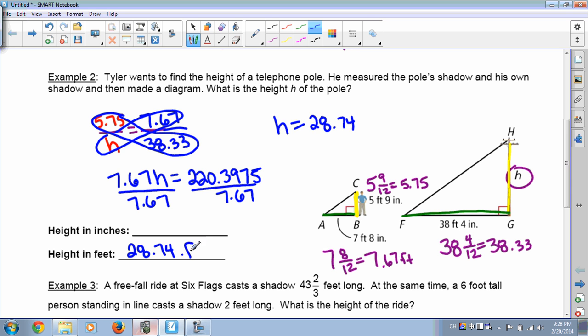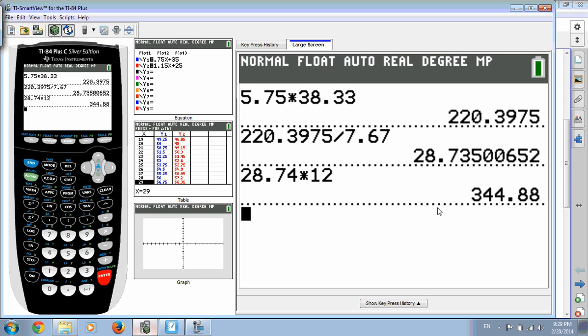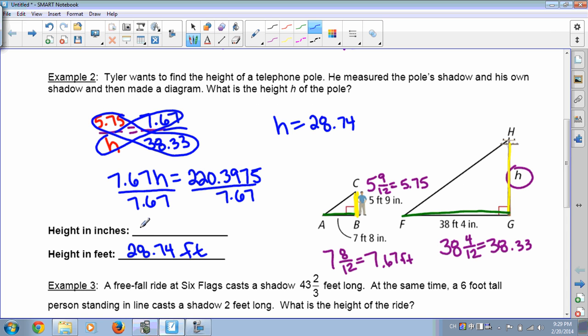And remember, if we want to convert that to inches, there are 12 inches in a foot, so we just take our answer and multiply it times 12. So 28.74 feet times 12 will give us about 344.88 inches. Let's round that to a whole number, 345 inches. So lots of conversions today.